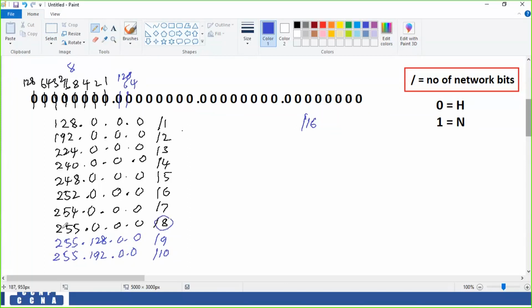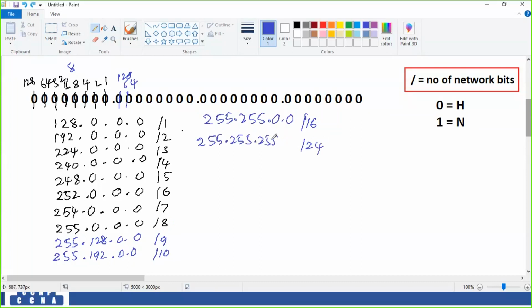8 network bits is 255, then 255 plus 16 bits gives 255.255.0.0. Perfect. For slash 24, 8 plus 8 plus 8, that is 255.255.255.0.